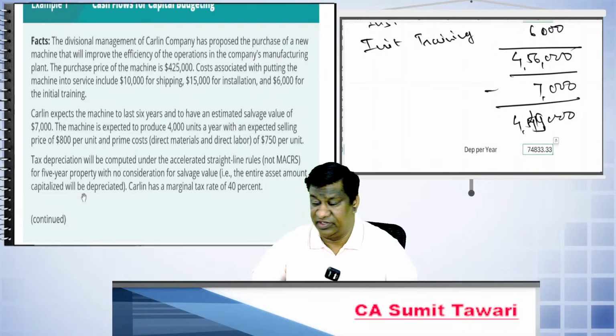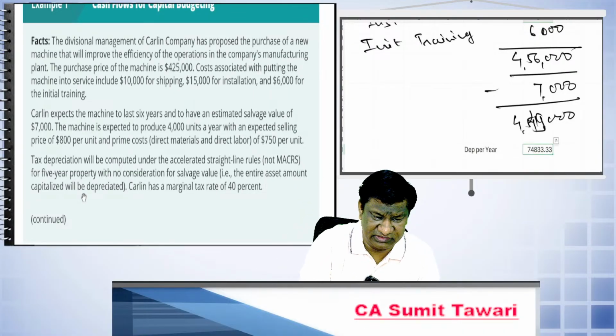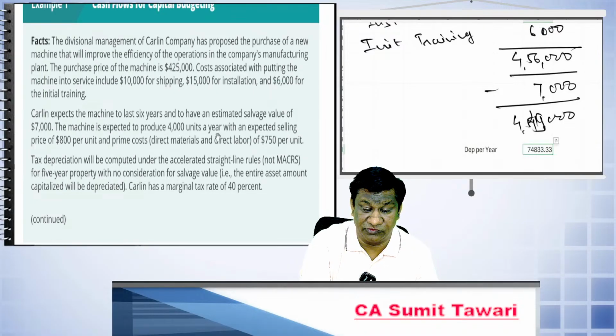So 74,833 we consider; I'll see it later. The machine is expected to produce 4,000 units a year at an expected selling price of 800 per unit, with a prime cost of 750 per unit. So the total cost is basically 750 and the price 800.